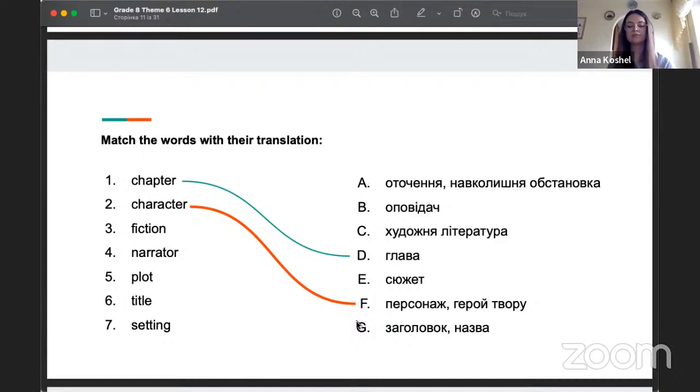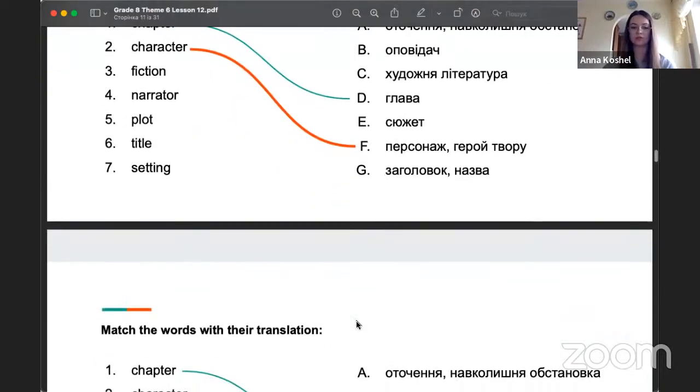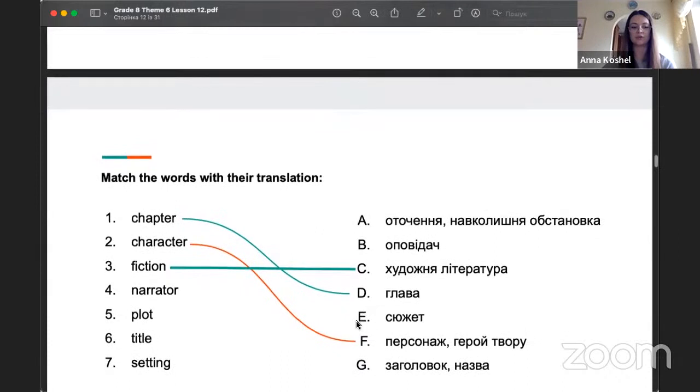There is fiction, non-fiction, yeah. We discussed that in the previous lesson too. So fiction is translated as художня література. That's correct. So 3C, fiction, художня література. And of course, then we have subgenres.